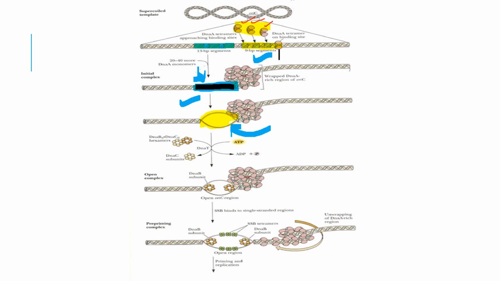This is a very important step, and in most competitive exams this question is asked: does the unwinding of the DNA strand start at the 9-mer site or the 13-mer site? The exact answer is that the initiator protein, DnaA, attaches to the 9-mer site, and when DnaA reaches the 13-mer site, then at the 13-mer site unwinding of the DNA strand takes place.